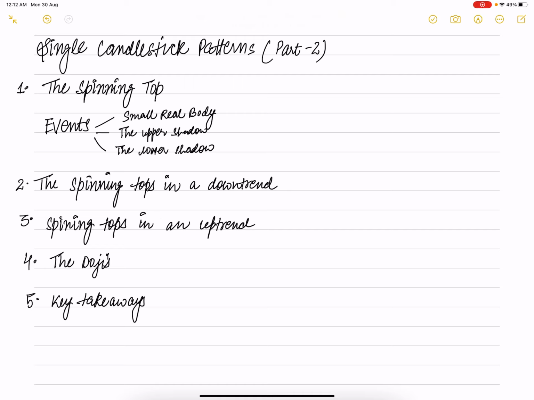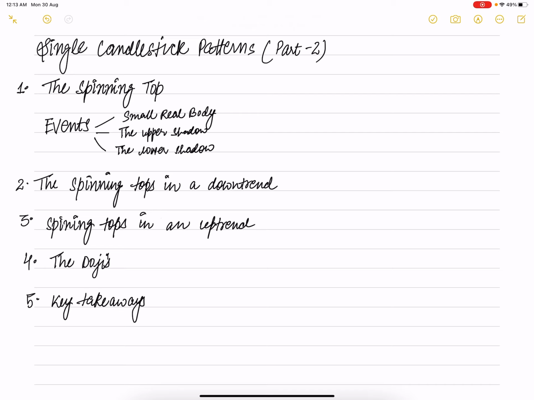Now, think about the spinning top as a whole along with its components, that is, the real body, upper shadow and lower shadow. The bulls made a futile attempt to take the market higher. The bears tried to take the market lower and that did not work either. Neither the bulls nor the bears could establish an influence on the market, as is evident from the small real body.